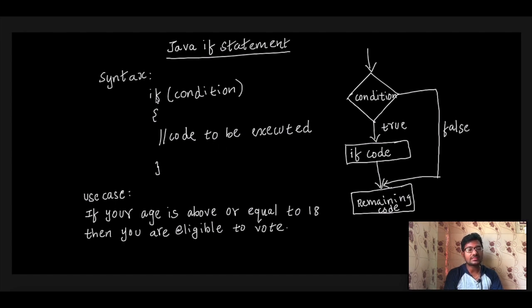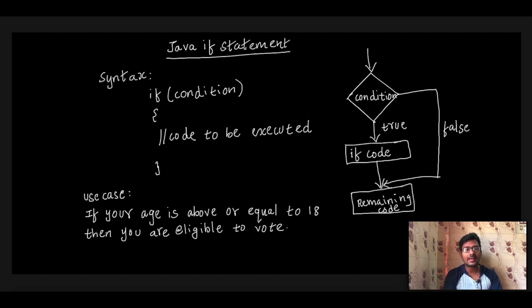This is the syntax: if, open brace, close brace, and inside the if braces we specify the condition. The system checks whether the condition is true or false. If the condition is true, then it will execute the statements present inside the open and close flower brackets. This is the flow diagram. Here this diamond box is the condition checker. If the condition is true, then the if code would be executed. If the condition is false, the remaining code would be executed.